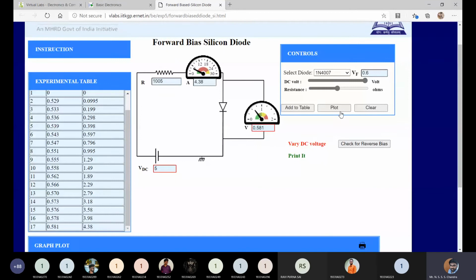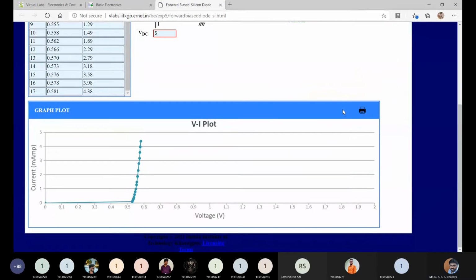Now what I will do, I'll click on plot. Did you get the plot here? Please answer. Can you see the plot? Yes, sir. So in the practical, you are going to do this experiment in a breadboard kind of setup. The same thing, you are going to vary the supply voltage, measure the voltage across the diode and the current through the diode. You'll keep a resistor to limit the current through the circuit.